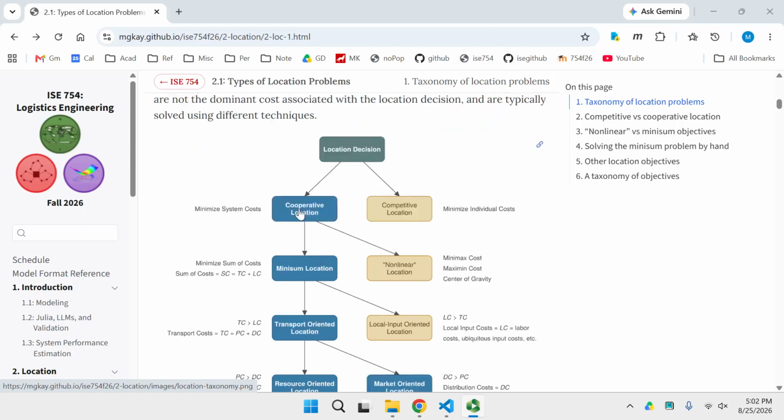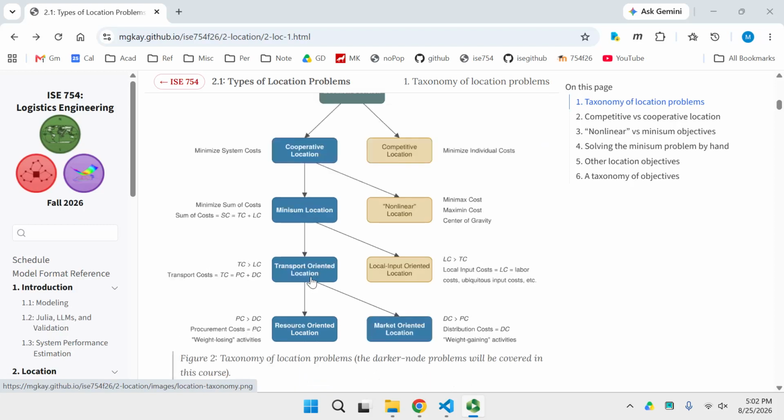We're going to be spending most of our time on cooperative location problems, and then amongst cooperative location problems, the major division is between mini-sum location problems, and then everything else is grouped as nonlinear location. So that implies, which is true, mini-sum location is essentially a linear location problem. It turns out to be relatively easy to solve, but also very appropriate as a way of modeling the types of logistics problems that we'll be looking at.